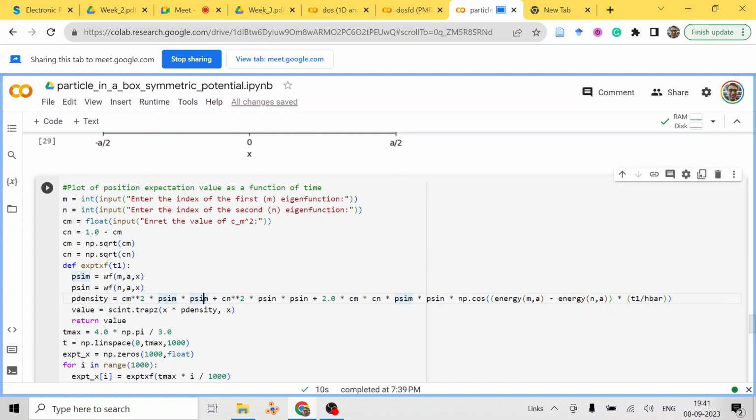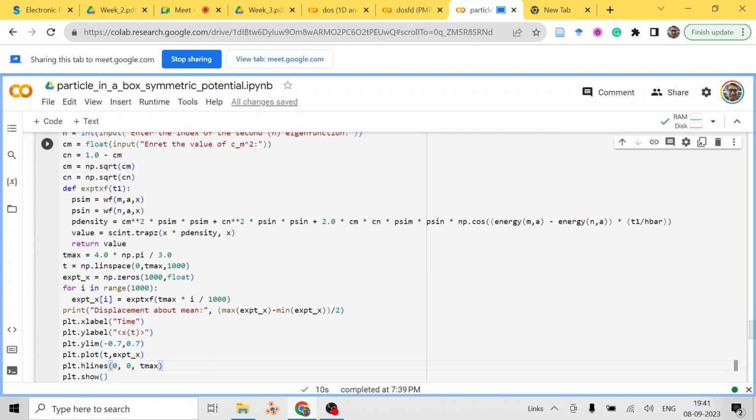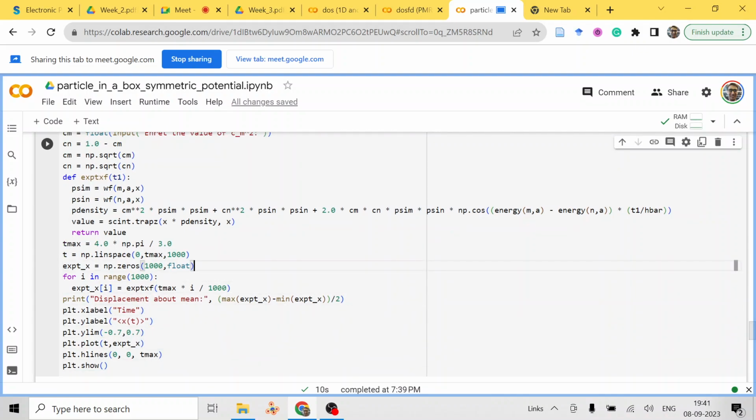So this function gives us the expectation value of x as a function of time, because the probability density function has changed, so that's why I have written this function differently. Then we have t max equals 4 pi by 3. The maximum value I am going to is 4 pi by 3 now, because we have seen that at 4 pi by 3 it is coming back. Then we have the expectation value, t max times 1 divided by exp txf, so that we just find the expectation value at that particular time.